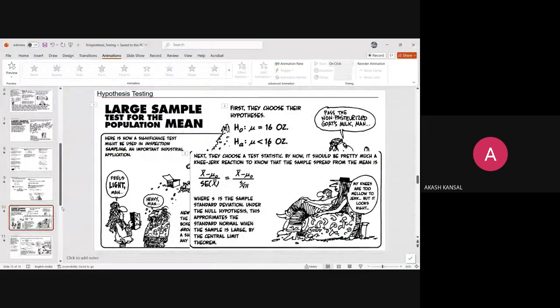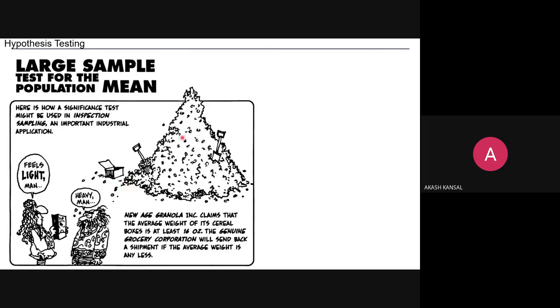Now, let's consider this example. In this example, we have a large sample test for the population mean. This is used mostly in inspection sampling, which is widely used in the industries. Let's say there is a manufacturer called New Age Granola, and they claim that the average weight of the cereal boxes is at least 16 ounce. But the Genuine Grocery Corporation is saying that they will send back the shipment if the average weight is any less. Now let's see what the grocery corporation does.